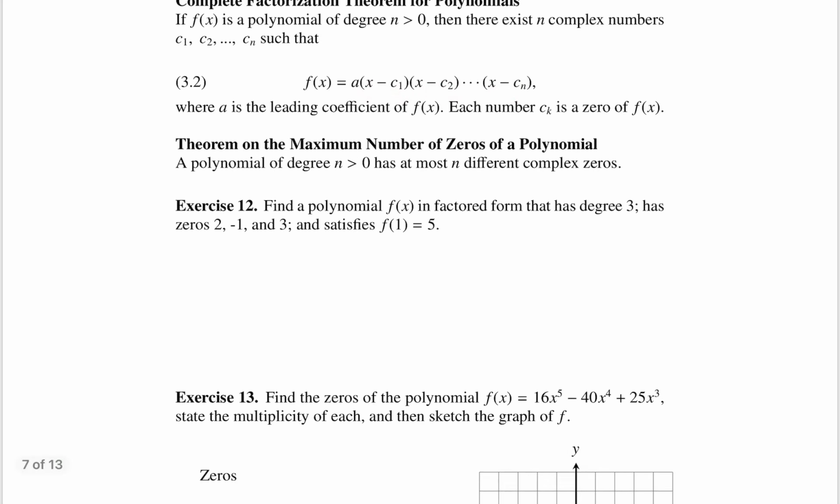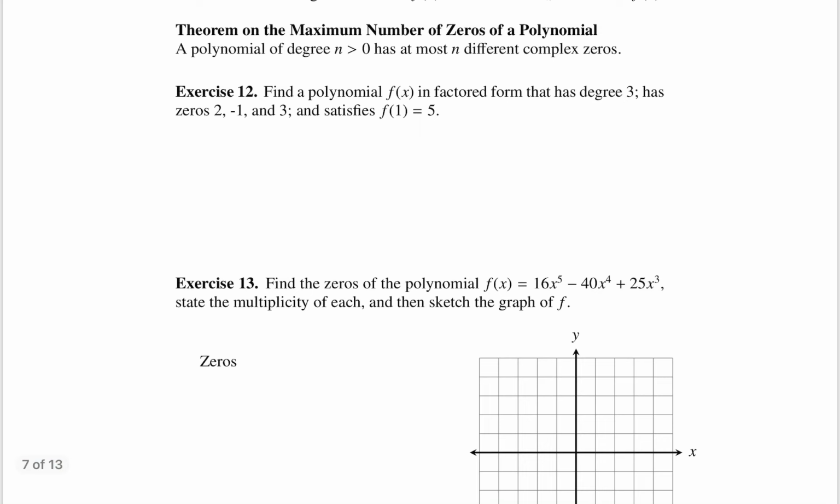All right, and then the next theorem says that the maximum number of zeros of a polynomial is n. So it can't have more than n zeros if the degree is n. So for example, if it's degree 5, then at most there will be 5 different complex zeros. If the degree is 4, then at most there will be 4 different complex zeros.